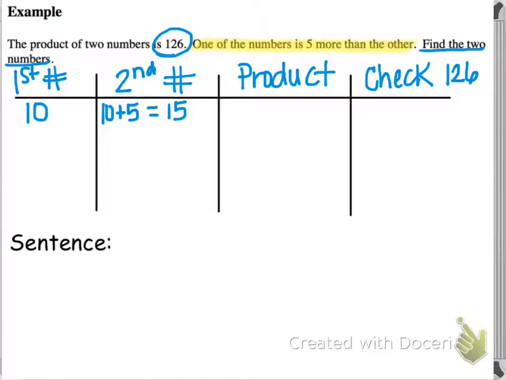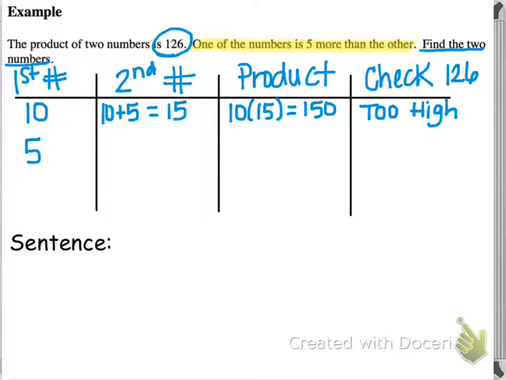I'm looking for the product of these two numbers, so I'll go ahead and multiply them. 10 times 15. And the answer there would be 150. And we can see that my answer is 150, but I want it to be 126. So my guess is too high. I can use the fact that my guess is too high to help me guess again. So we'll pick a different number. 10 was too high, so we'll just make another guess. Let's just guess 5 this time.